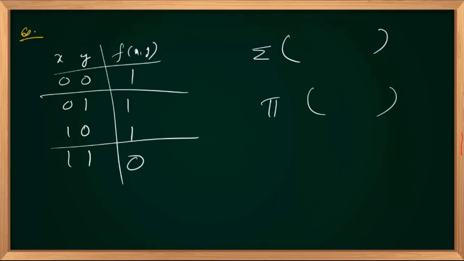What are the min terms? Is it 1, 2, 3? No. Min terms correspond to f equal to 1, correct? So 0, 1, 2, correct? 0, 1, 2. Max terms correspond to the function equal to 0 case. Only one case, function equal to 0. The decimal value of 1, 1 is 3, pi of 3, correct? Okay, right. Very good. Very simple.